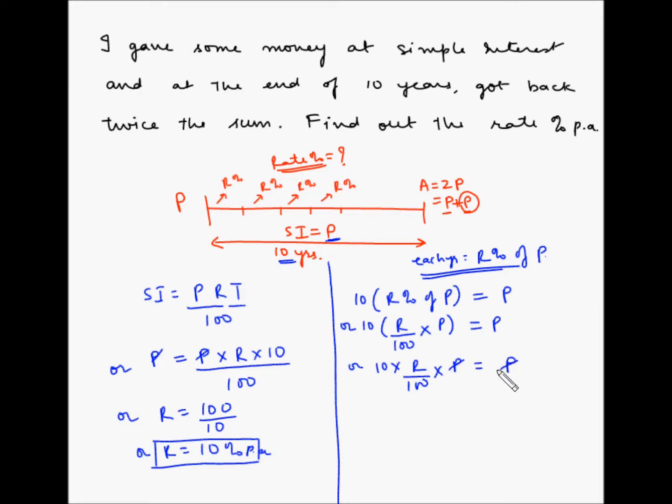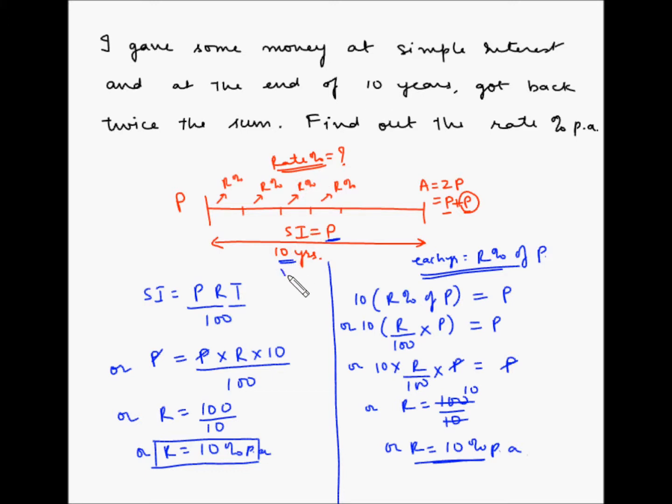So we can cancel these two P. So R is equal to, now let's take this 10 on the other side. So 100 divided by 10. So this becomes 10, or R is equal to 10% per annum. Now let's take a case where instead of 10 years the amount was doubling up in 12 years.